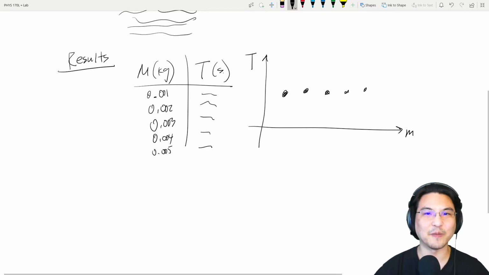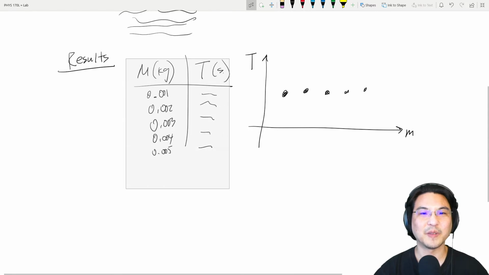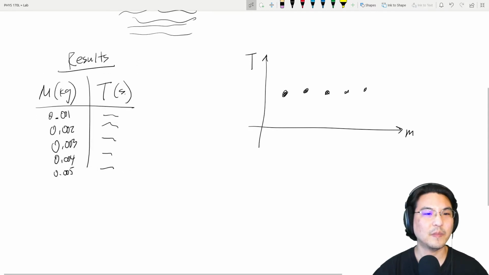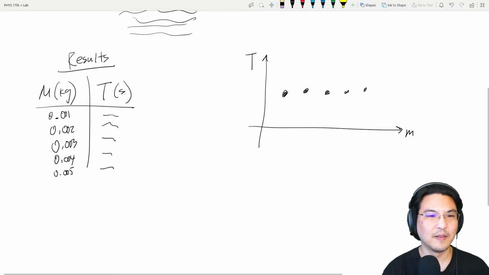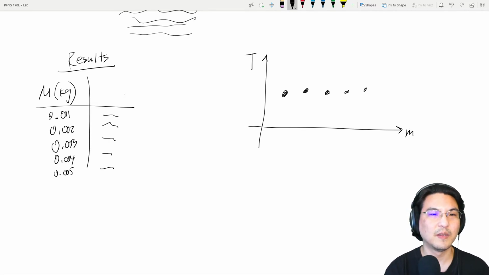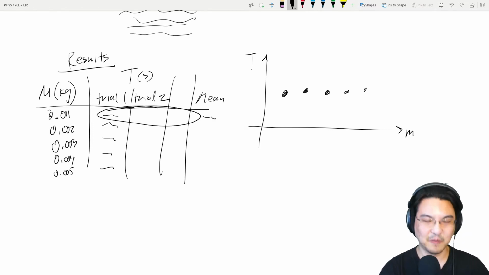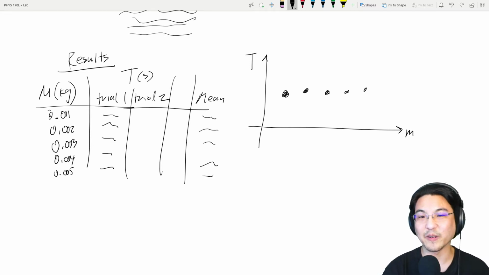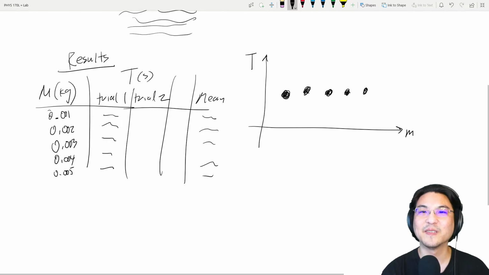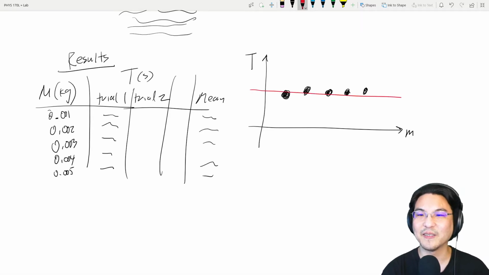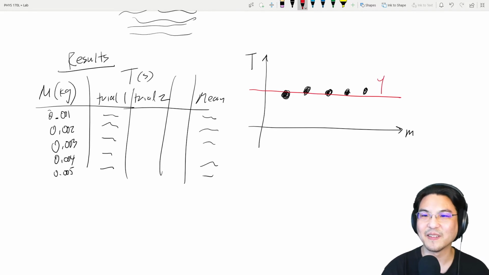this table should actually have multiple trials, right? So the table's a little bit bigger. This period, and then you had trial 1, trial 2, etc., right? And then the mean of these trials, and that's what you're plotting over here. Each of these is a mean of your different trials, and then you do a trend line, and then you show the slope of the trend line.